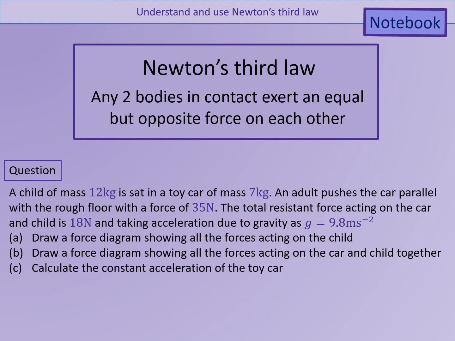We're going to apply it to this problem. A child of mass 12 kilograms is sitting in a toy car of mass 7 kilograms. An adult is pushing this car parallel to the rough floor with a force of 35 newtons, and there is a total resistive force acting on the car and the child of 18 newtons. We're going to take acceleration due to gravity as 9.8.